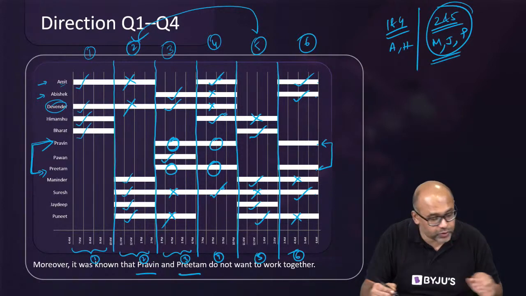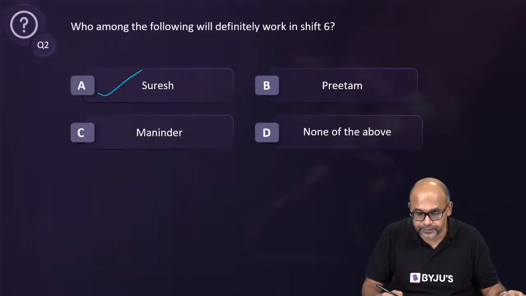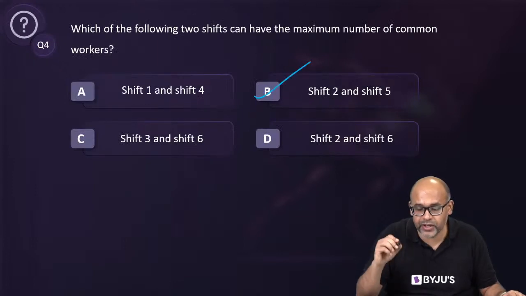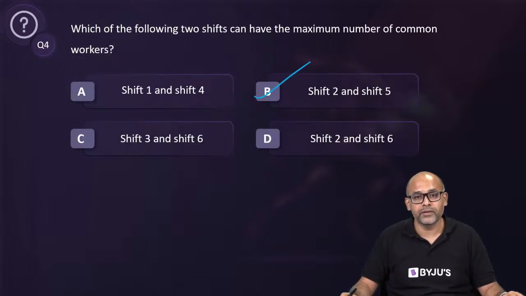Anyway, so this is the answer, 2 and 5. Which option is that? Yes, option B.